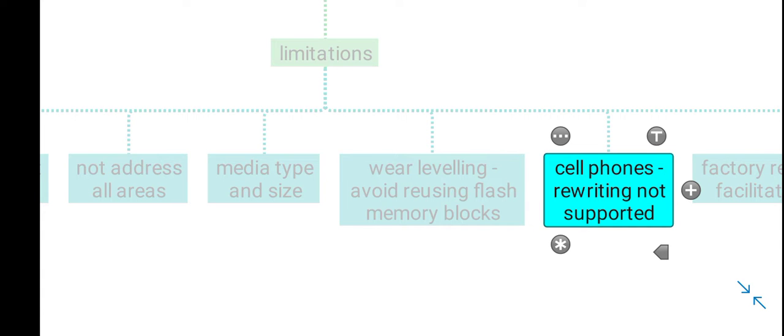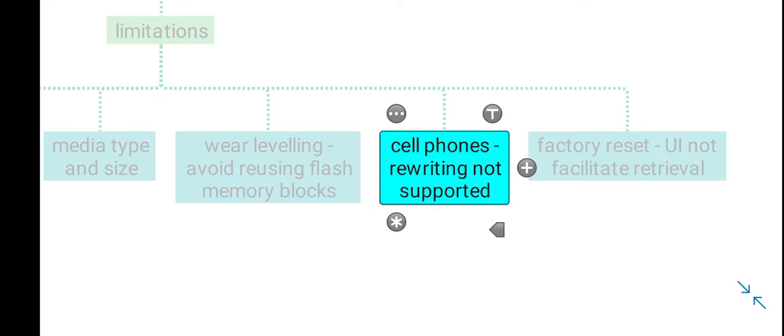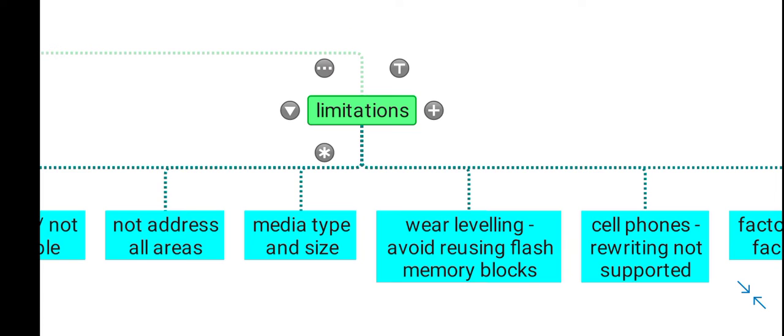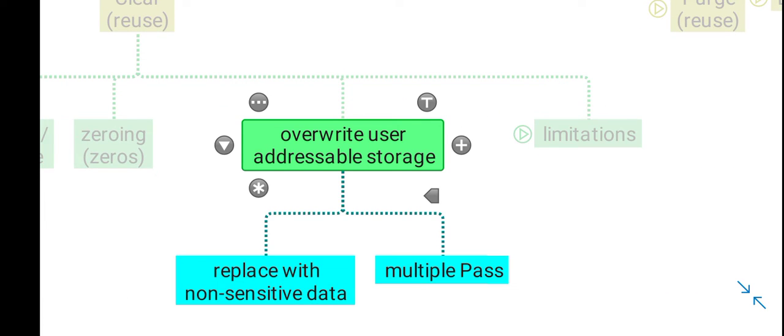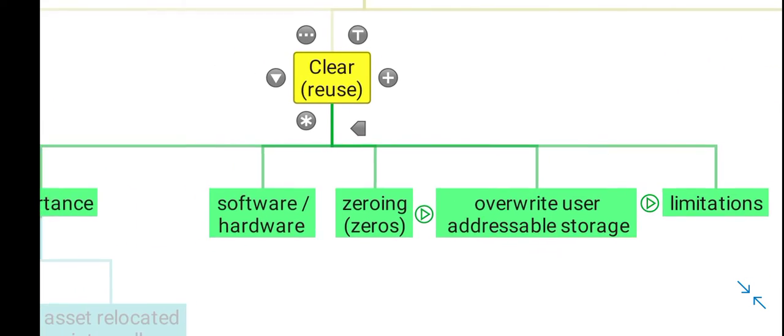Furthermore, cell phones may not have this feature of rewriting the data. Therefore, you may have to rely on a factory reset, and this is reliable if the user interfaces of the cell phones do not facilitate data retrieval. So this was the clear media sanitization technique.